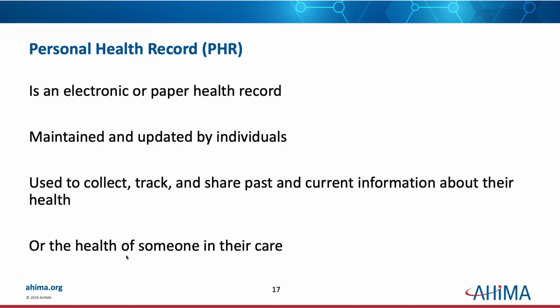Moving on to a PHR, it can be electronic or paper. Typically it's electronic. It allows the patient themselves to maintain it and update it. Patients sometimes want their own personal information added to their record, and a PHR is where that can happen. Now, the PHR is not the legal health record. It's different than that. And make sure that you understand that. And if you need to, go back to your book and take a look at that. It's used to collect, track, and share past and current information about health or the health of someone in their care.